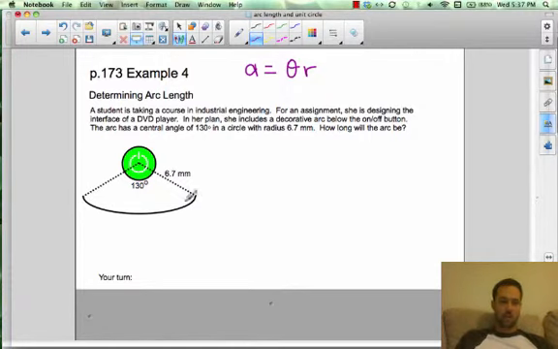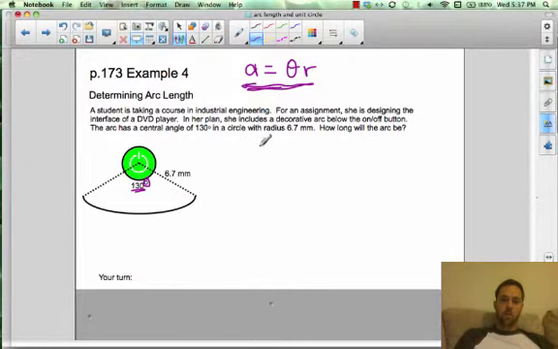Now, I didn't make such a nice, smooth, perfectly semicircular arc because the software didn't really allow me to do that, but let's just pretend that it is. So we have a central angle of 130 degrees. The biggest thing to note here is that this angle has been given to us in degrees. So the first thing we need to do in order to find this arc length is convert this degree angle into radians. So we can use this formula.